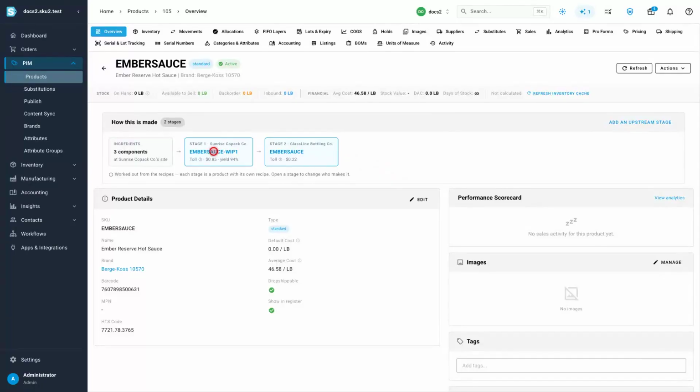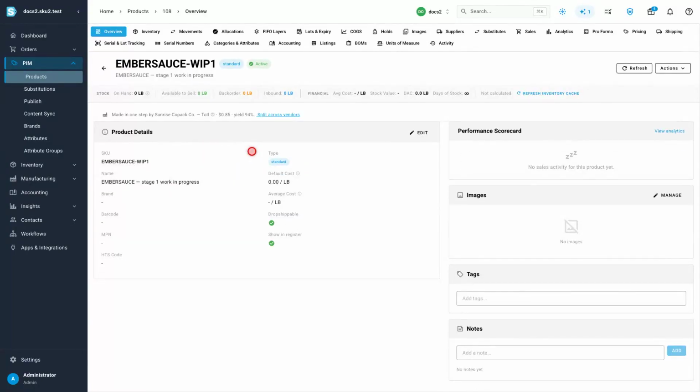Every stage is a real product you can open. So open the intermediate. It has its own page, with its own stock, its own cost, and its own history, exactly like anything else you sell. And that page names who makes it and what they charge, because that is a fact about the product rather than about one order. There is no chain object anywhere, just products that reference each other.